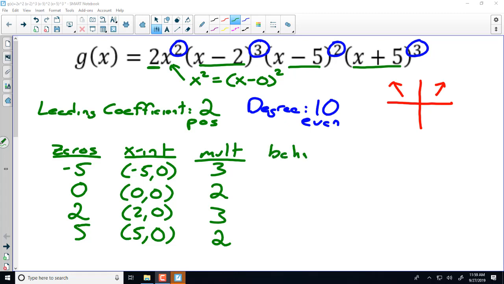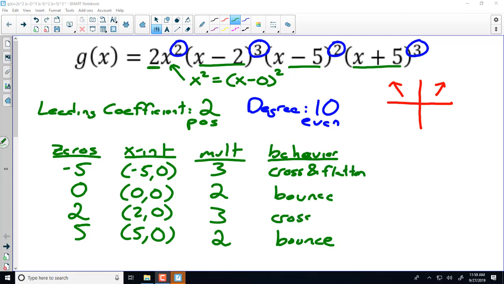Now we get different behavior depending on what our multiplicity is. So when your multiplicity is 1, which doesn't come up at all in this example, you cross the x-axis. But when it's even, you bounce, or touch and turn around. And when it's an odd number that is bigger than 1, like 3, 5, or 7, then you do what we call the cross and flatten. I've actually heard some people call this the wiggle, but I call it the cross and flatten. All right, everyone, that's going to be enough information to go to our graph, so let's draw a picture.